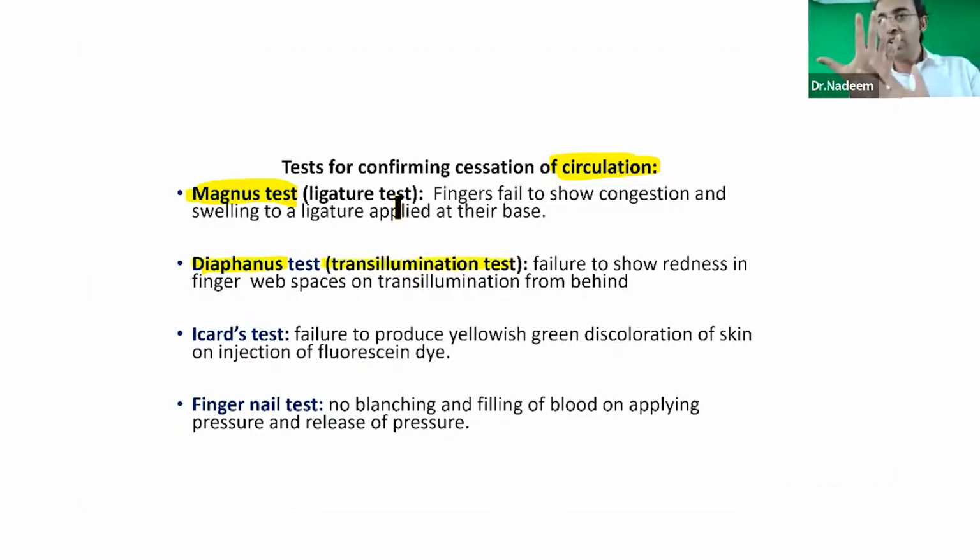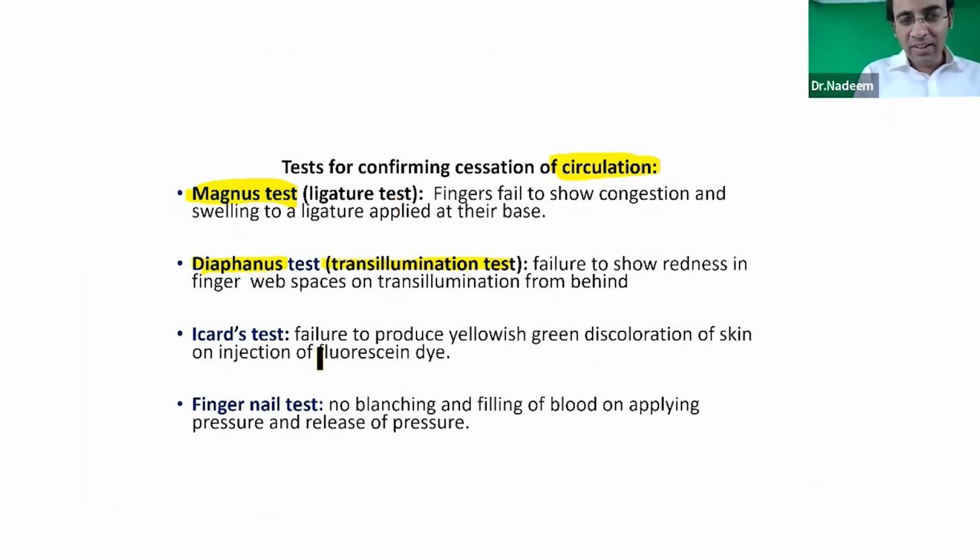If blood circulation is normal, you are going to project a light over the web space, and you can see redness over here, because circulation is normal. If there is no circulation, you will not see the redness there. This is called the Diaphanous test.